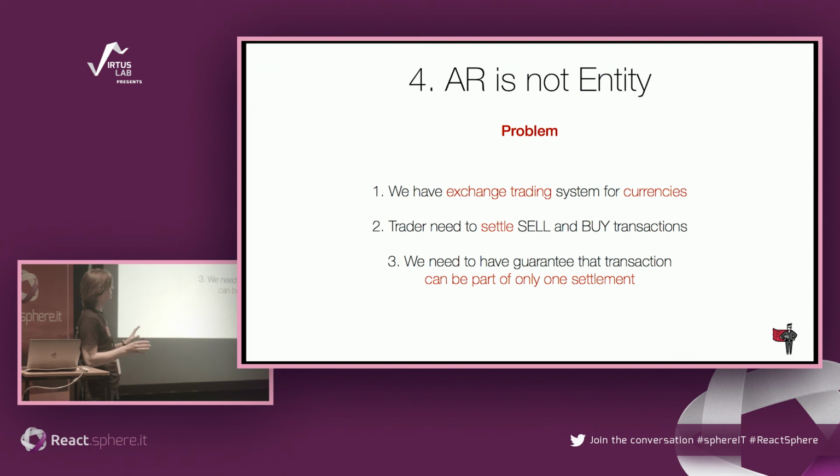For example, we have an exchange trading system for currencies. So there is an exchange rate exchange. When I am coming, I have euros, and I would like to exchange my euros for PLN, for Polish zloty. And there is a trader who is responsible to get all these transactions and make some kind of process of settlement. So it means that I want to connect the sell and the buy transactions. And the business requires that we need to have a guarantee that a transaction can be part of only one settlement.